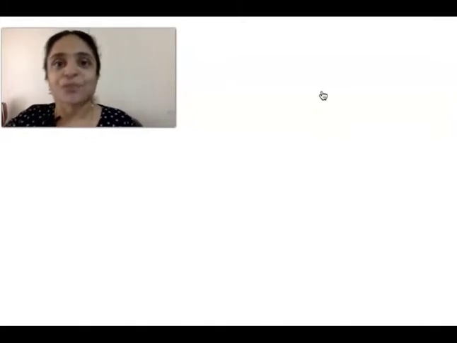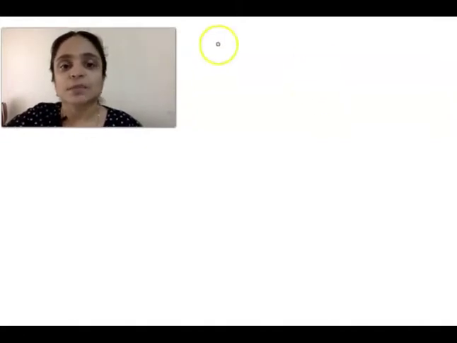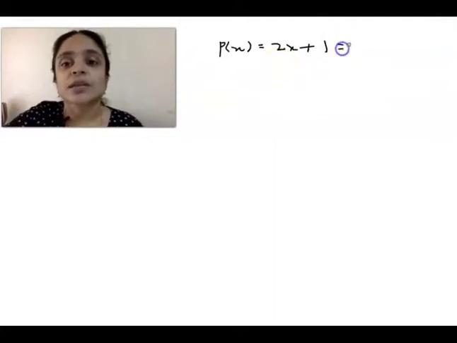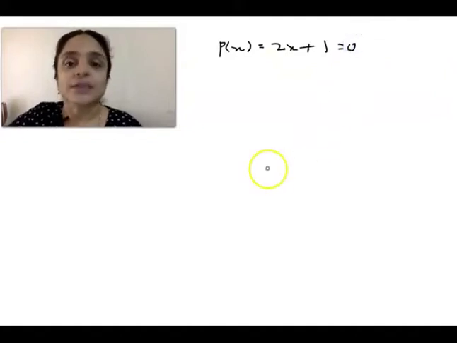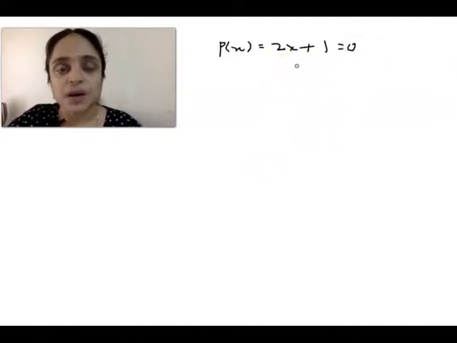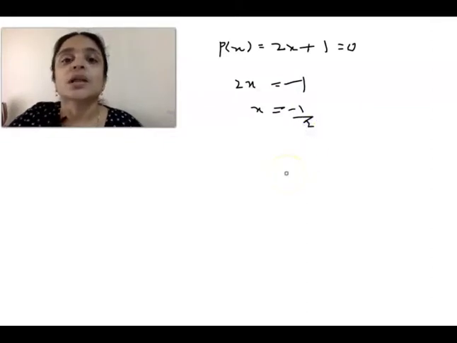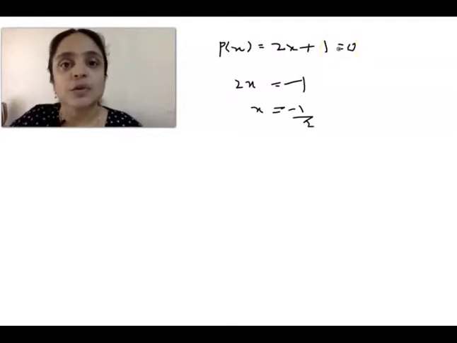Now, example 4. P of x equal to 2x plus 1. Find a zero for this polynomial. That is the question. So, for what value of x does this become 0? That value is called the zero of the polynomial, right? So, 2x plus 1 should become 0, which means 2x equal to minus 1, which means x equal to minus 1 by 2. So, for x equal to minus 1 by 2, this will become 0, which means minus 1 by 2 is the zero of this polynomial.